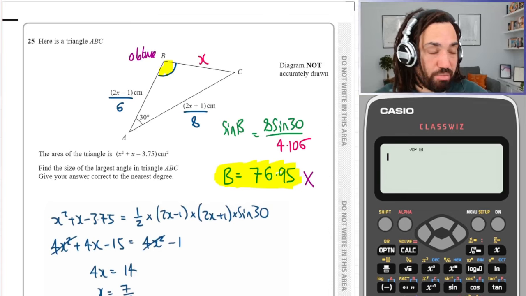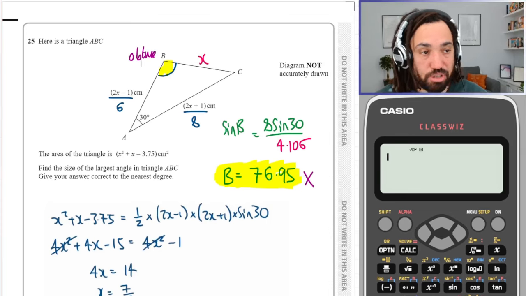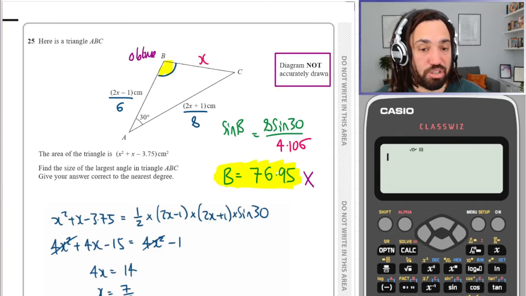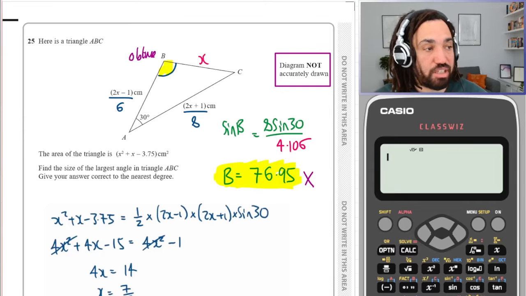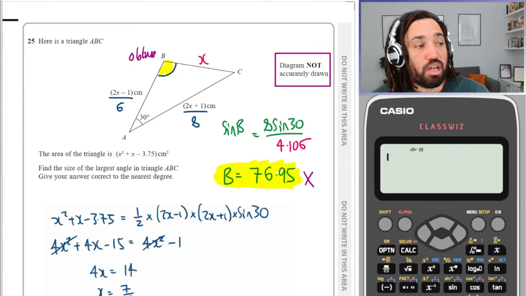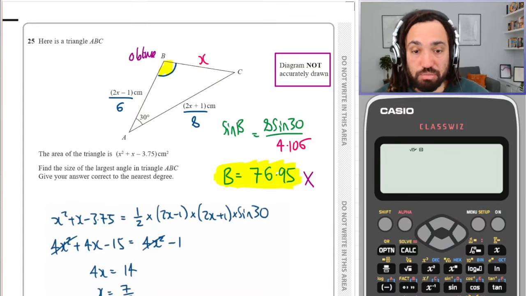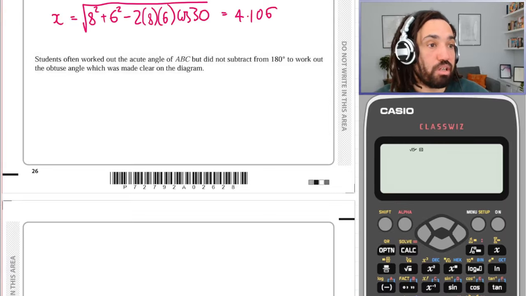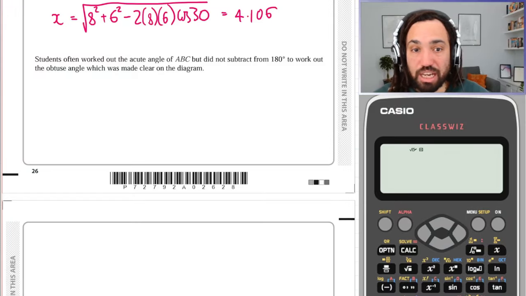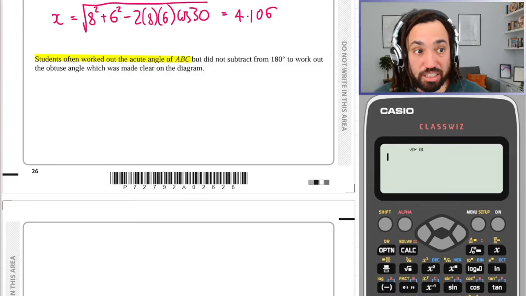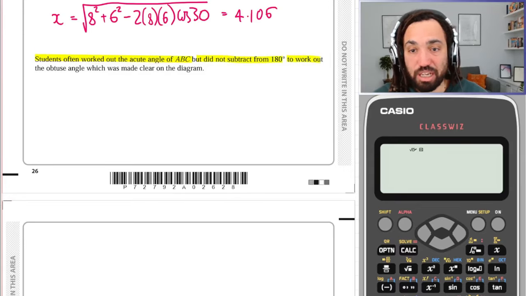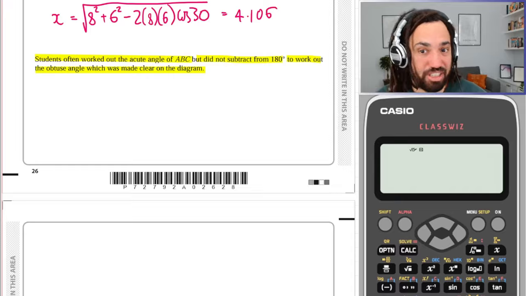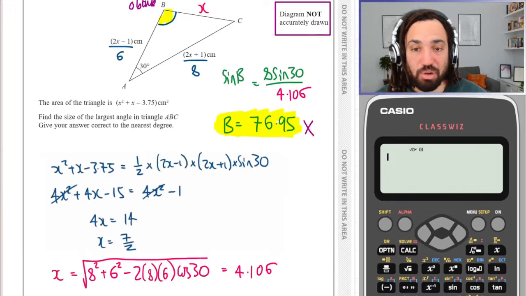Which I don't think is, I mean, perhaps now looking at it you can see that it is obtuse, but it does say the diagram's not drawn accurately, so it didn't really cross my mind that that was an obtuse angle. And normally for a question like that they should state that it is obtuse, but they didn't. But you are meant to assume, and in fact I've got here from the examiner's report that students often worked out the acute angle of BC, like I did, but did not subtract from 180 to work out the obtuse angle, which was made clear on the diagram. I think that's a stretch that was made clear on the diagram, but whatever.